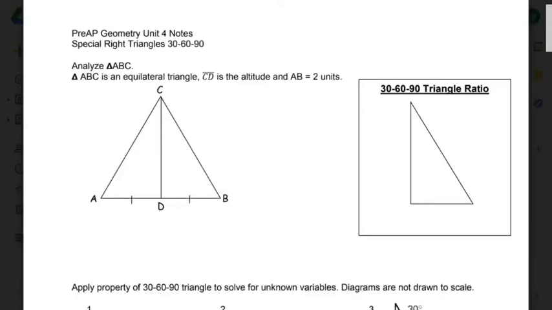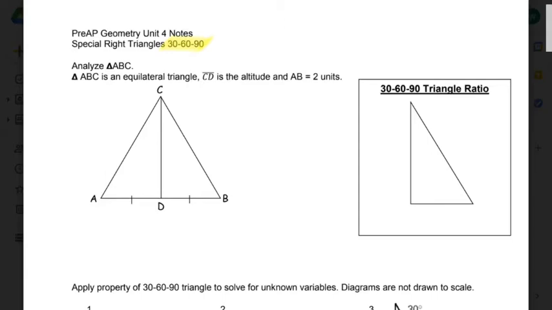Hello, today we are going to look at 30, 60, 90 triangles. Personally, one of my favorite lessons and concepts that we come across in geometry. In the previous lesson, we looked at another type of special right triangle, that being 45, 45, 90. We saw that all of those kinds of triangles are similar, so they have a similar ratio with each other. And we're going to explore a similar concept today with our 30, 60, 90.